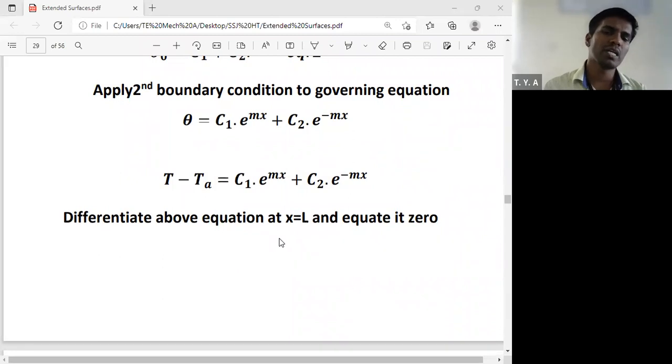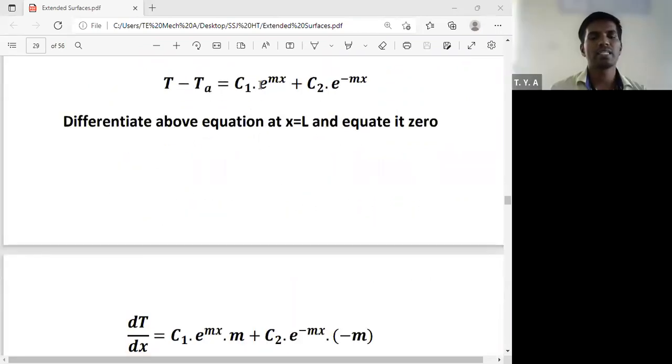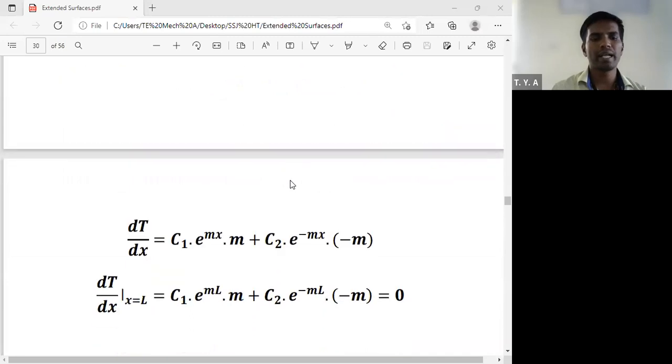So differentiate the above equation. The derivative of T minus Ta is dT by dx. What is the derivative of e raised to mx? E raised to mx into m. And the derivative of e raised to minus mx? E raised to minus mx into minus m. All of you write down: dT by dx is equal to C1 e raised to mx into m plus C2 e raised to minus mx into minus m.